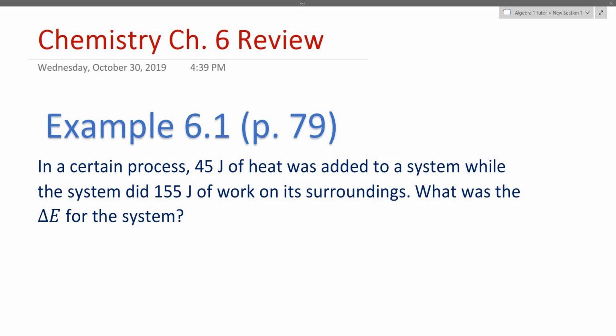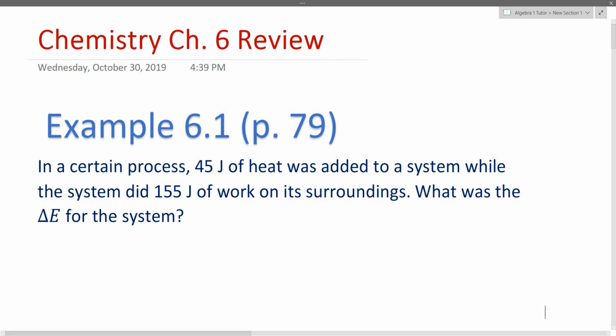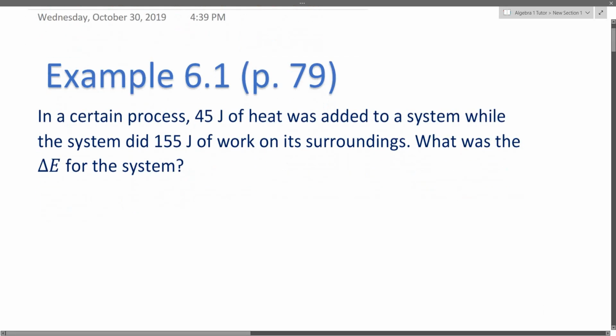Alright, thank you so much for taking the time to watch this video this evening and getting yourself ready for your chemistry test. As we do, I wanted to give you an opportunity to work through some problems and get as ready as possible. So what we're going to do is work through some of the example problems in the text here. We're going to start on page 79, getting you ready.